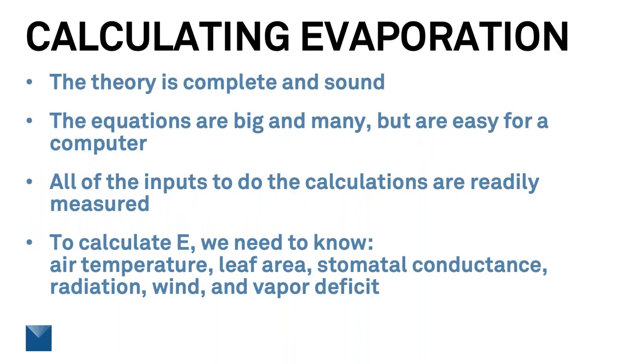We don't have time today to go through the details of the calculation, but the things I want you to take away are these: that the theory is sound for doing this calculation. It's been successfully used many times in practice. The equations certainly are big, and there are a lot of them, but they're easy to implement on a computer. You don't do these calculations by hand. And all of the inputs that are needed to do these calculations are quite easily measured. We need air temperature, the fractional interception, the stomatal conductance, radiation, wind, and vapor deficit.